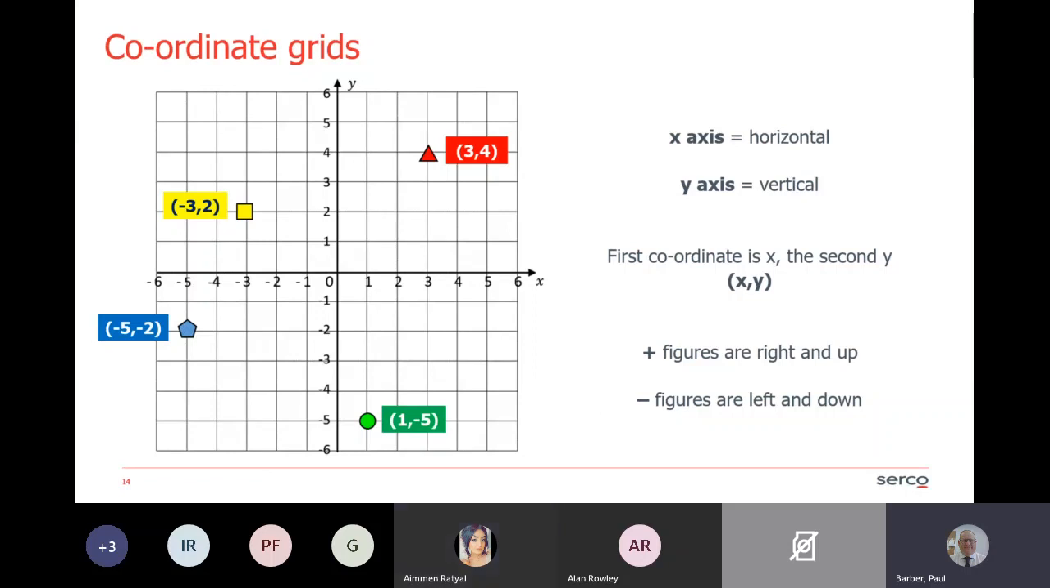Won't have to do much more than that, either plotting the points or identifying the points, but it is worth remembering those key things there.